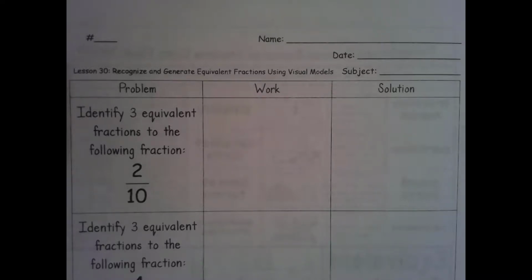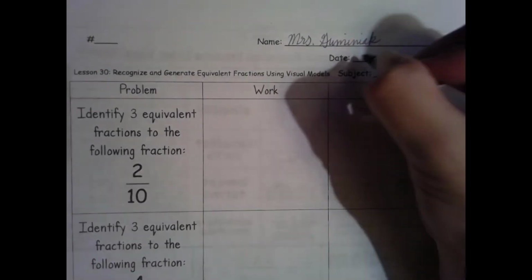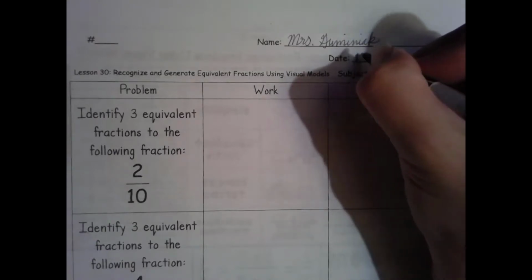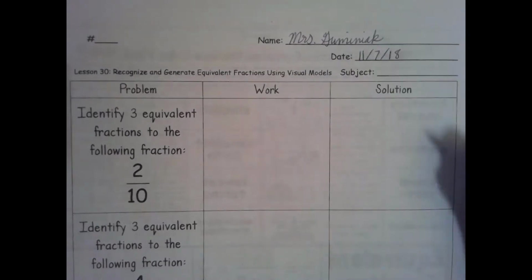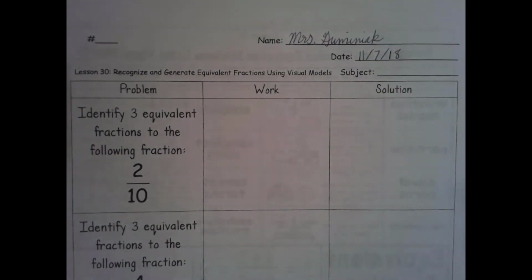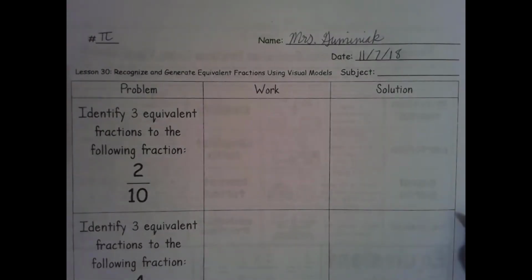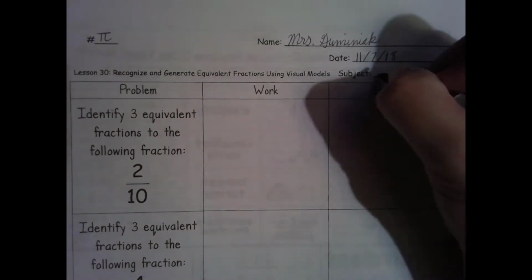Okay, here's part 2 of lesson 30. It's our 3-column notes. First thing, always put your heading, your name, number, date, first and last in cursive. Make sure you're writing the date for when you're getting down these notes, not just the date I'm writing. My number is pi, and our subject is math.